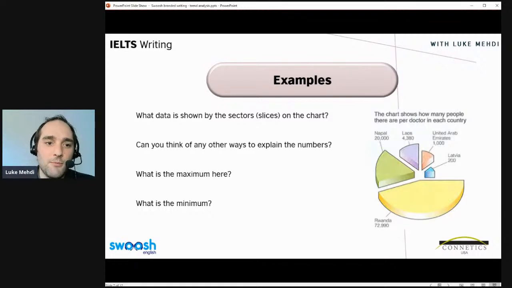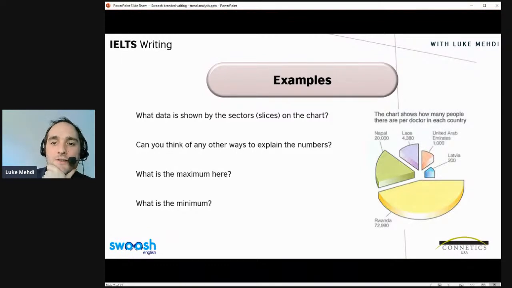So what data is shown by the segments? Sorry, not the segments, definitely not the segments. What data is shown by these sectors? Can you think of any other ways to explain the numbers? What is the maximum? What is the minimum? Those are the two most significant pieces of data on this pie chart.